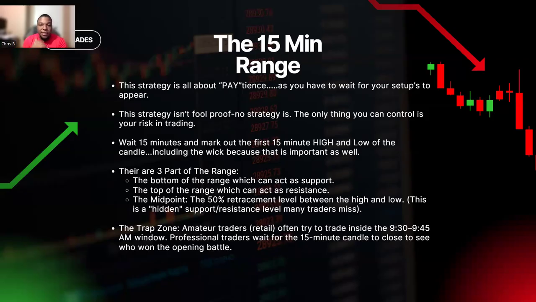You have to know where your edge is in the market. If you cannot define your edge, it's going to be hard for you to become a profitable trader, or to at least learn from your mistakes if you're not going back.